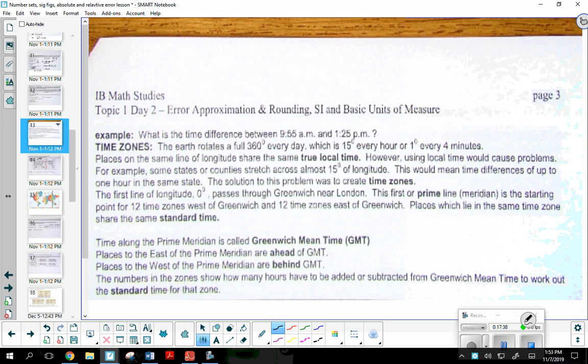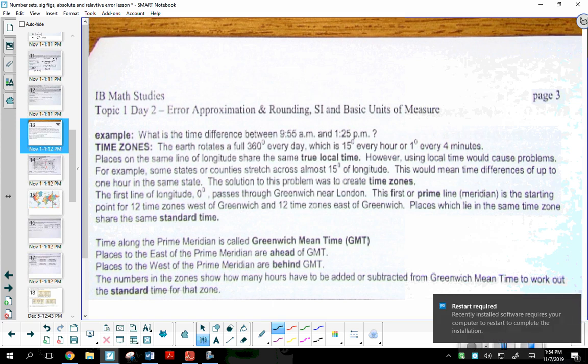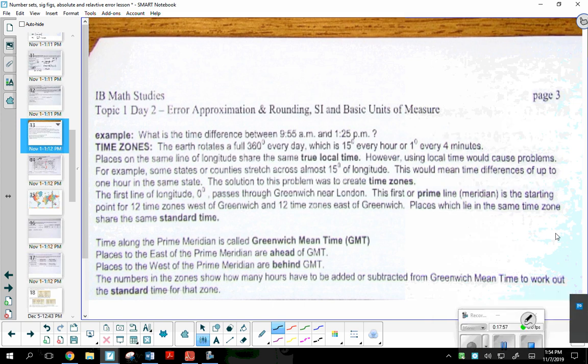So that actually spans across several time zones. So it's not as simple as just going from one time zone to the next and it's always going to be adding or subtracting 1 hour. You definitely need to know what the countries are doing. The first line of longitude, 0 degrees, passes through Greenwich near London. The first or prime line, this is what we call the prime meridian, is the starting point for the 12 time zones west of Greenwich and 12 time zones east of Greenwich.